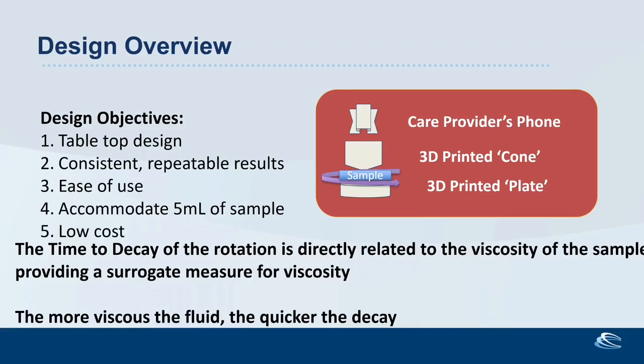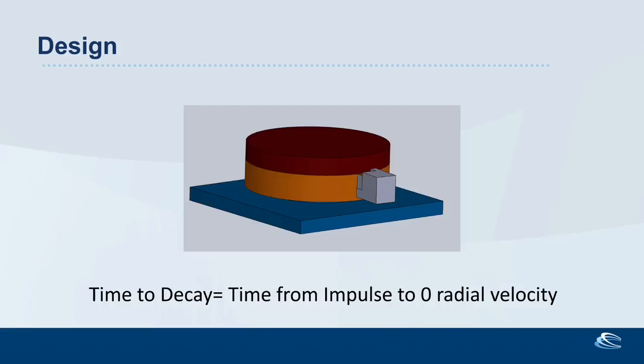So the cone and the phone are launched against the resistance of the sample, and an increase in viscosity means the whole apparatus will stop moving at a quicker time. So here is our design, and we define time to decay as time from impulse to 0 radial velocity as measured by the gyroscope from the smartphone.